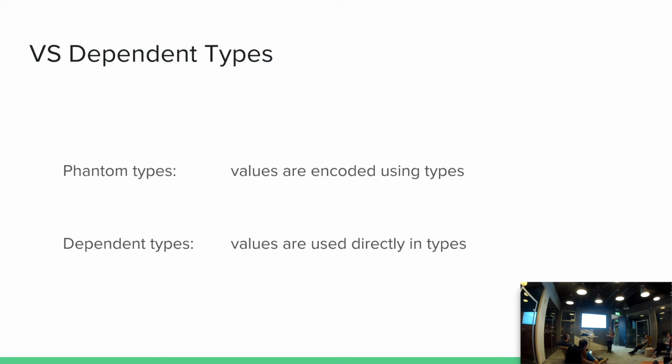So you don't have to, for instance, with phantom types, we would have to create the integer value, and we'd have to create the integer type value. Whereas in dependent types, we just define the integer value in one place, and then we can use those in our types. So that would be a big distinction between the two of those.